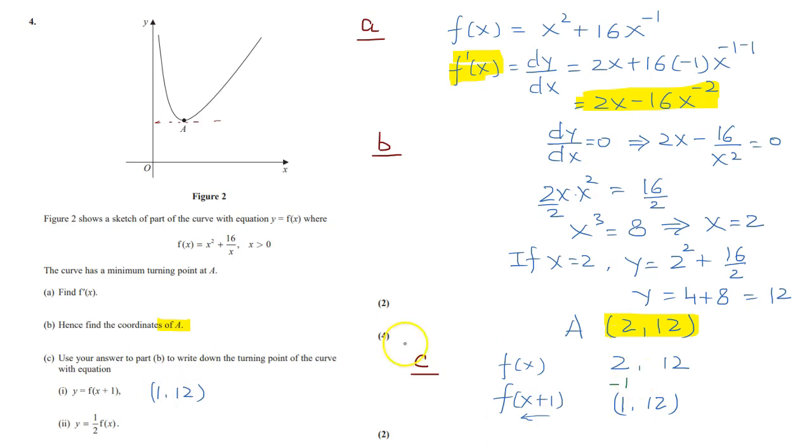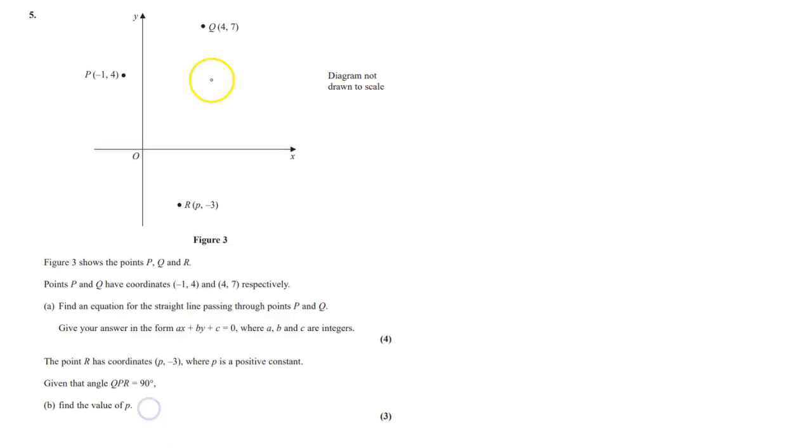And now half f(x). F(x) is y, half y means y will become half. So it will become 2 and half of 12 will be 6. So it will be 2 and 6. So that will be the coordinates of this curve.